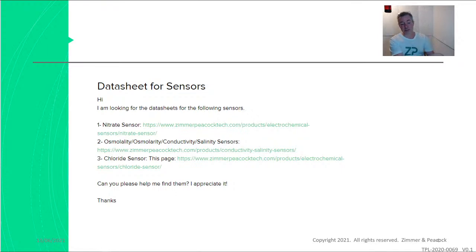The questions themselves are quite simple. The questions were, do you have some data sheets for the nitrate sensor, the conductivity sensor, and the chloride sensor? And I will address that this evening because the answer is more complicated than it first seems. So there's 3 questions here. We're going to talk about 3 sensors, and then I'm really going to talk about news from Zimmer Peacock.